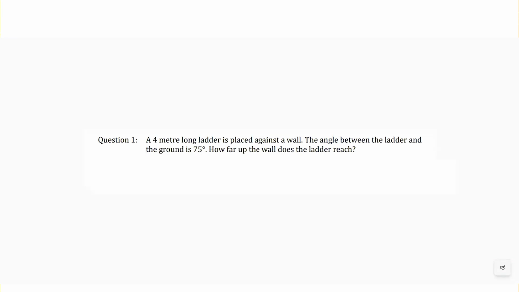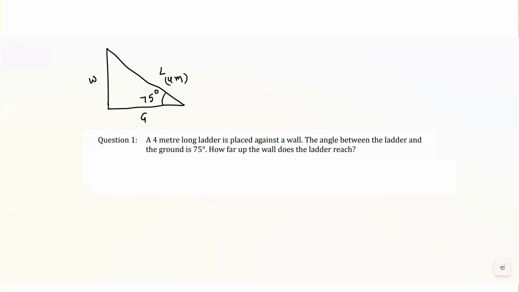Now let's learn about the application of trigonometric ratios in word problems. Here the question says a 4-meter long ladder. So we'll draw the diagram here. A ladder is always like this with the wall. This is the wall and this is the ground. They have given us a 4-meter long ladder, which means this is the length of the ladder. The angle between the ladder and the ground they have already given us, which is 75 degree. And what we need to find out is how far up the wall the ladder reaches. So we need to find the height of the wall.